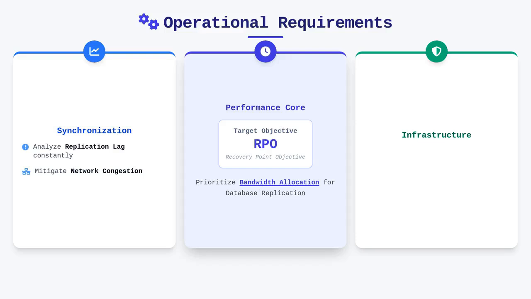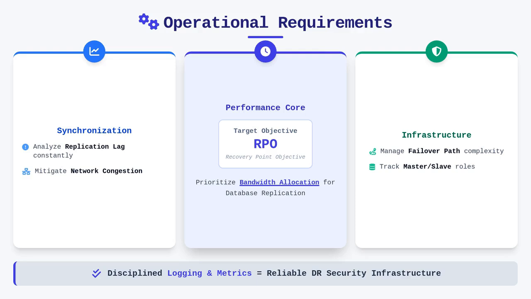Connectivity profiles are often configured to allow multiple failover paths, but each additional path introduces complexity in tracking the master and slave roles within the replication topology. By strictly adhering to these architectural standards and maintaining a disciplined approach to logging and performance metrics, you ensure that the DR solution remains a reliable pillar of your security infrastructure.